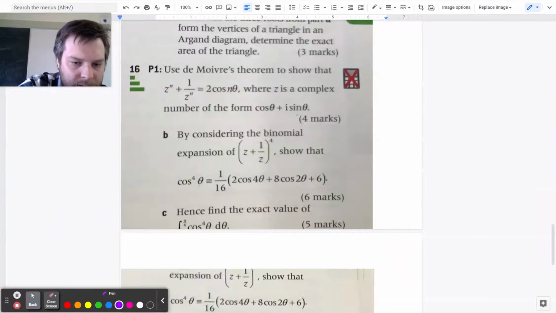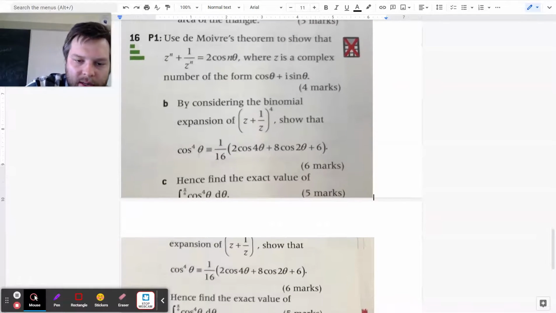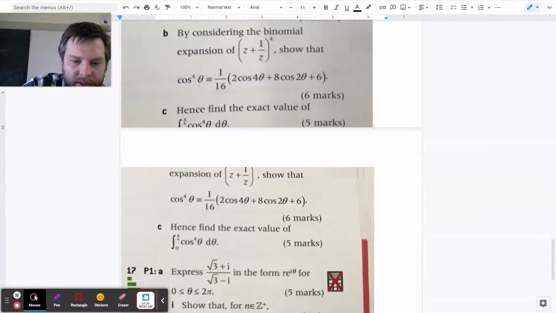Great. Clearing the screen and moving down a little bit. Oops. Let's see. Come on, slide down. So now we're supposed to do an integral.